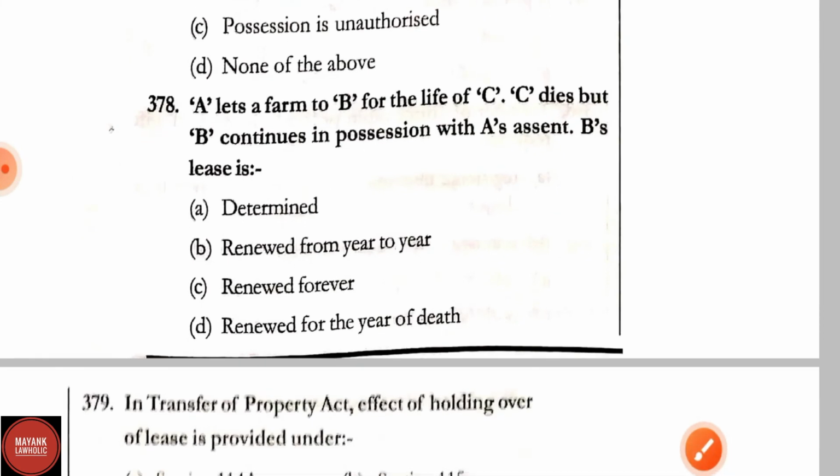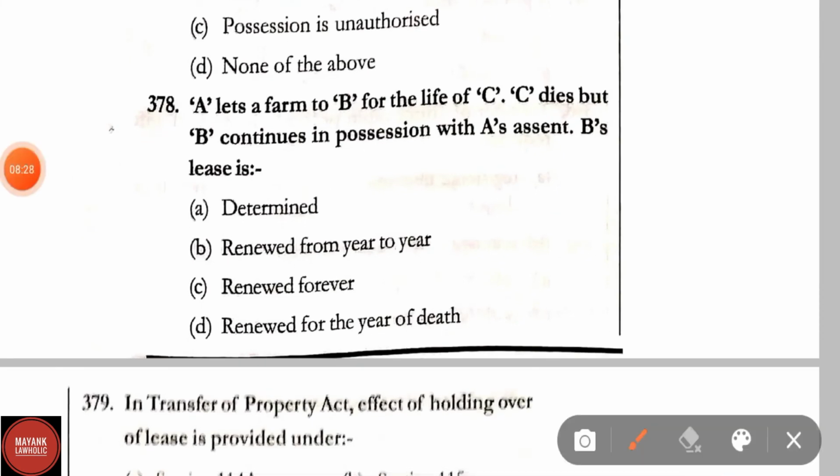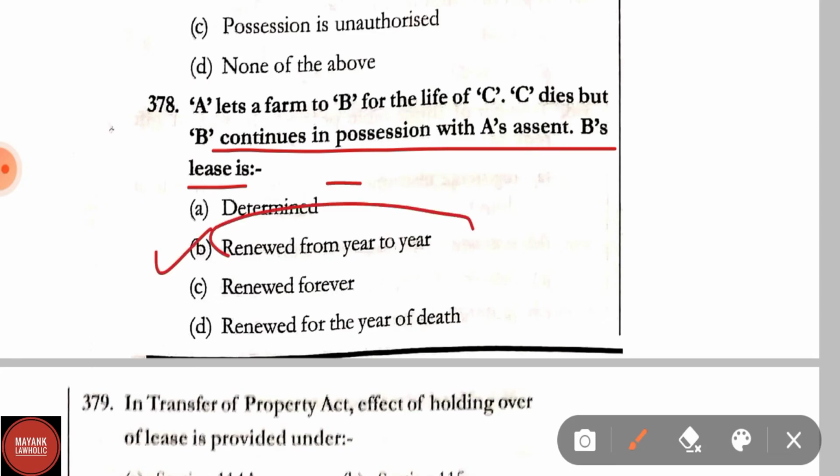Question number 378. A lets a farm to B for the life of C. C dies. B continues in possession with A's assent. B's lease is option A, determined. Option B, renewed from year to year. Option C, renewed forever. And option D, renewed for the year of death. Here correct answer is option B, that is renewed from year to year.